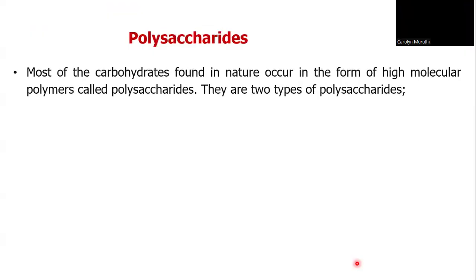So looking at polysaccharides, which are sugar polymers containing more than 20 monosaccharide units, they are the most abundant carbohydrates found in nature, and the monosaccharides form high polymer molecules known as polysaccharides. So there are 2 types.